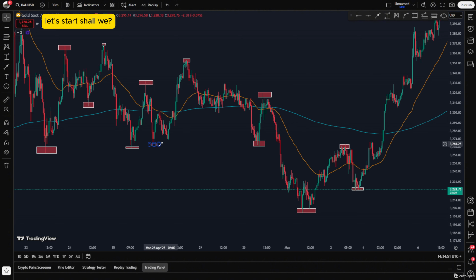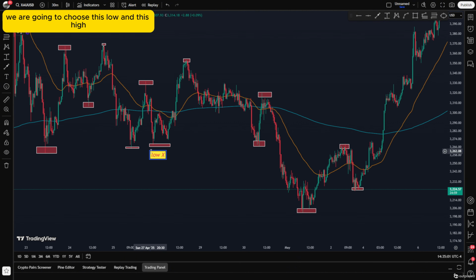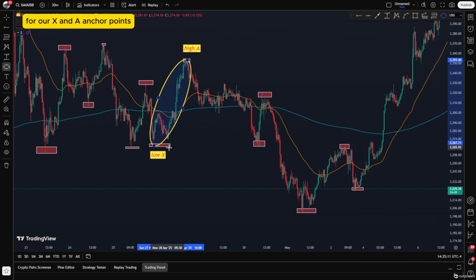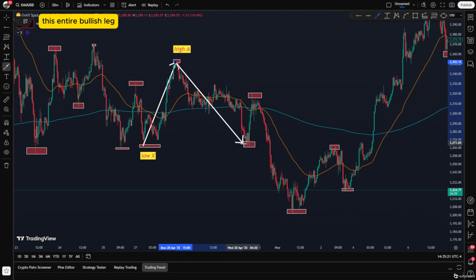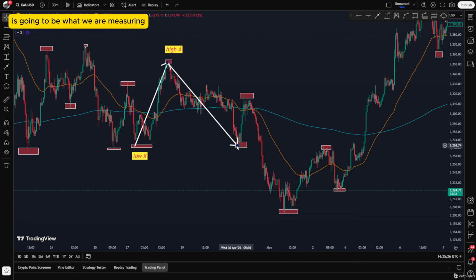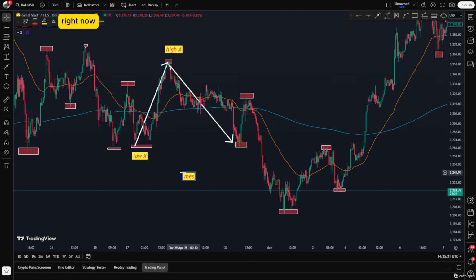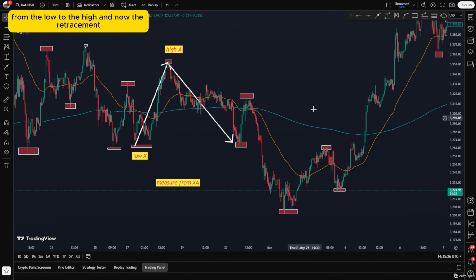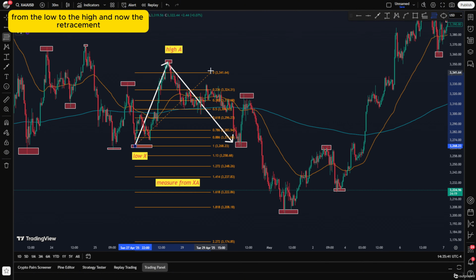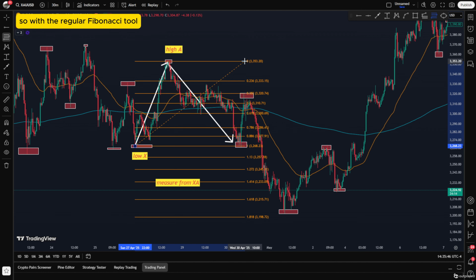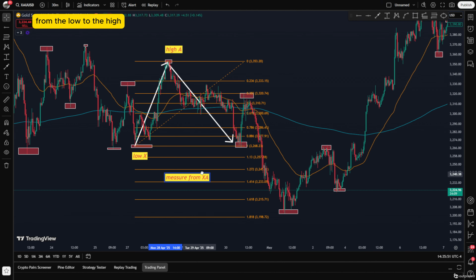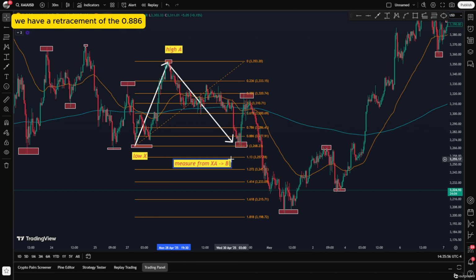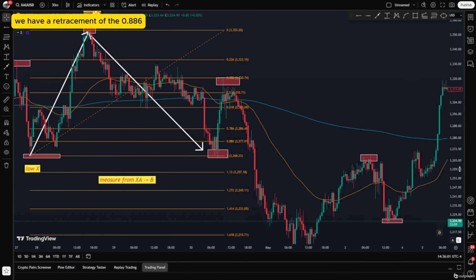Let's start, shall we? So, moving into the chart, we are going to choose this low and this high for our X and A anchor points. This entire bullish leg is going to be what we're measuring right now. From the low to the high, and now the retracement. So, with the regular Fibonacci tool from the low to the high, we have a retracement of the 0.886.